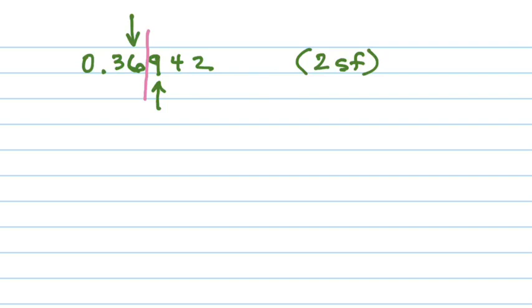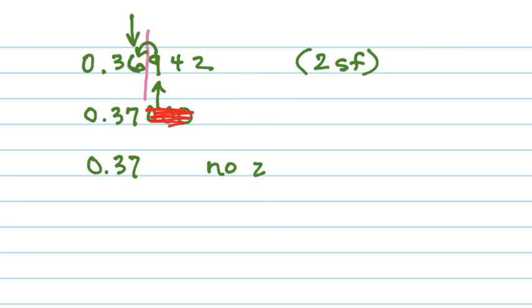Okay, so 0.3, the 9 turns the 6 into a 7, and we get a bunch of zeros at the end, but because they're after the decimal point, we don't need them. So our completed answer is simply 0.37. No zeros needed to retain the value.